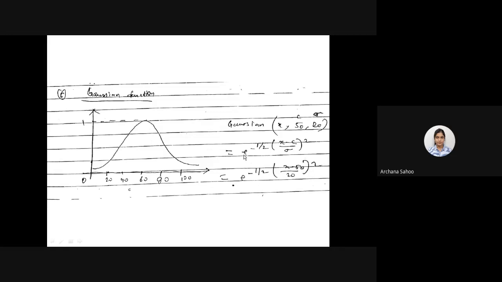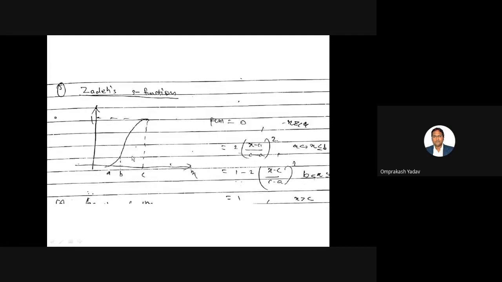Fifth type of membership function or sixth? Okay. So there is a fifth type. Okay, we'll take it. Let's take this one first.